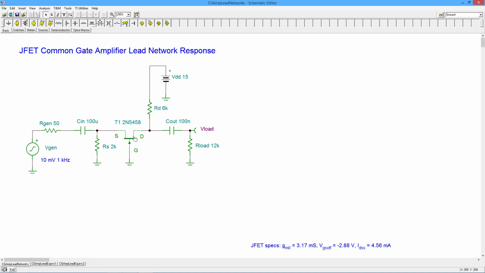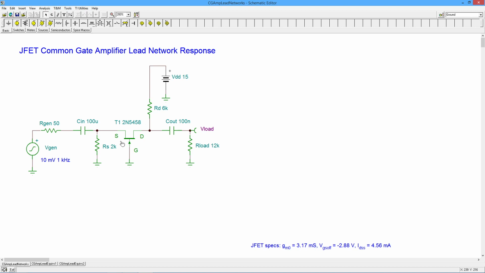Now, the bias that I'm using here is a self-bias. This is the same bias setup that we used in the introductory common gate amplifier video. So I'm going to run through the DC performance of this very quickly. If you want a little detail on that, a little bit slower, I suggest you go back and look at that other video. The specs that we're starting off with are a GM0 of 3.17 millisiemens, a VGS off of negative 2.88 volts, and an IDSS of 4.56 mils.